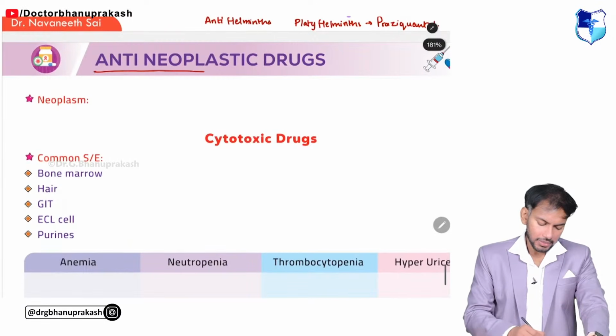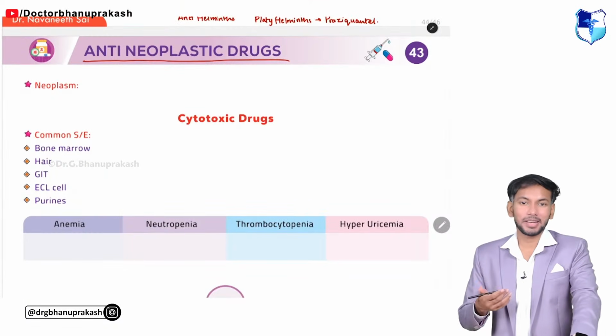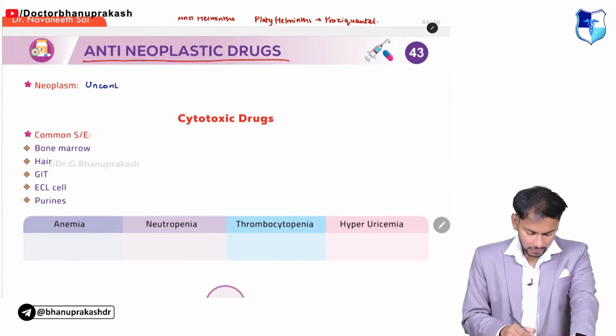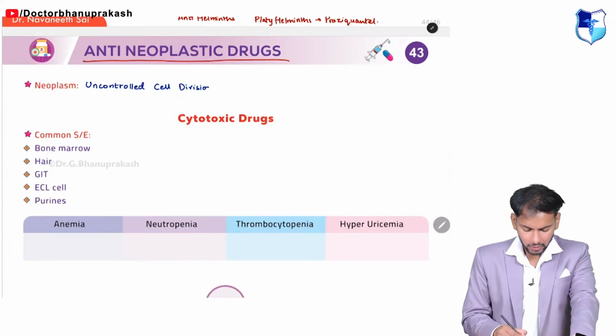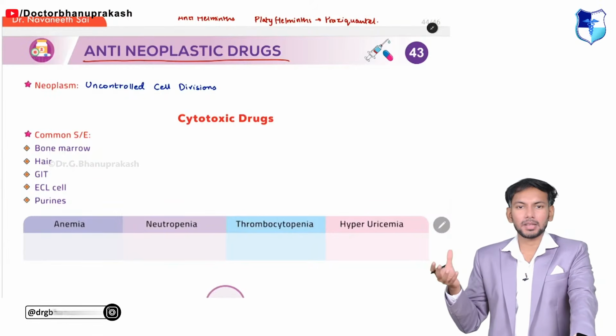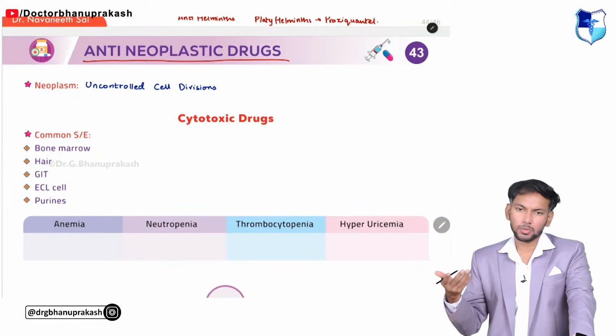Neoplasia. This is the last chapter. So, what is neoplasm? Neoplasm is uncontrolled cell division. So, there are a lot of cell divisions happening. So, there are increased number of cells forming a mass. That is what is neoplasm.